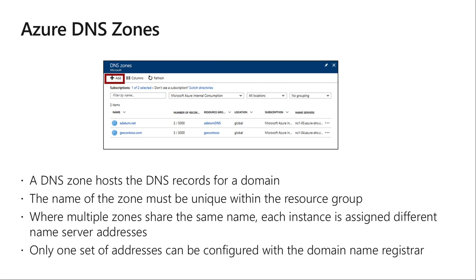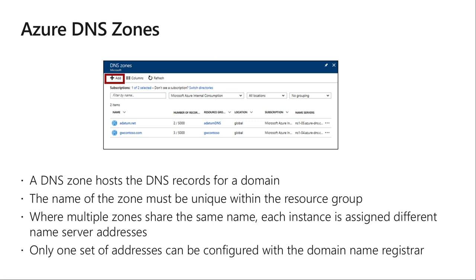First, the name of the zone must be unique within the resource group, just within the resource group, and the zone must not exist already. Second, the same zone name can be reused in a different resource group or different Azure subscription. Third, when multiple zones share the same name, each instance is assigned a different name server address. And the last one, only one set of addresses can be configured with the domain name registrar.